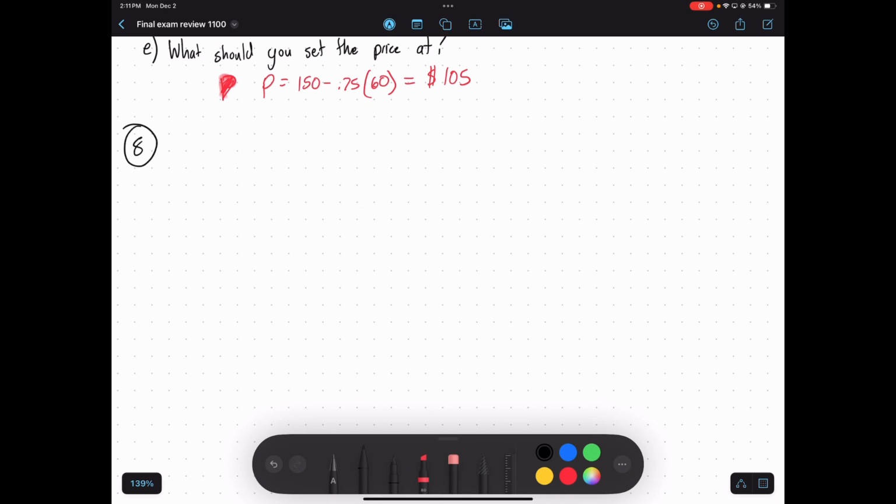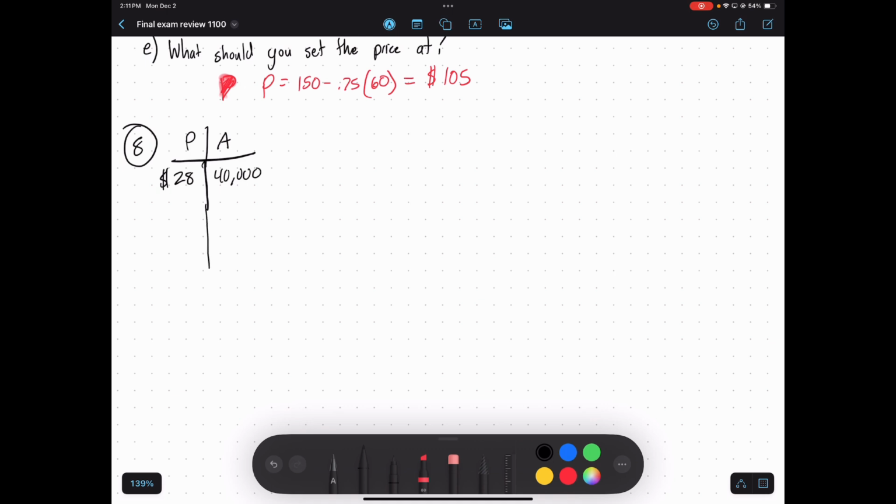Question number 8. I think we did this one in class, didn't we? The university and the football tickets. All right, we did this one in class, so you've seen this one before. This is just reminding ourselves how this one worked. So let's see. What information does it give us? First of all, at a price of $28 per ticket, attendance averages 40,000 people.